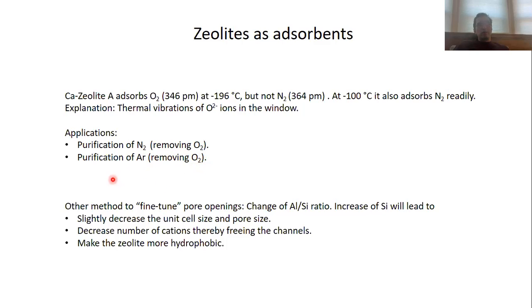Okay, so another interesting method to fine-tune the pore openings is changing the aluminum to silicon ratio. The aluminum-oxygen and the silicon-oxygen bond lengths are not exactly equal. In fact, an increase of the silicon content will lead to a slight increase of the unit cell and the pore size, just because the silicon-oxygen bonds are slightly longer than the aluminum-oxygen bonds.